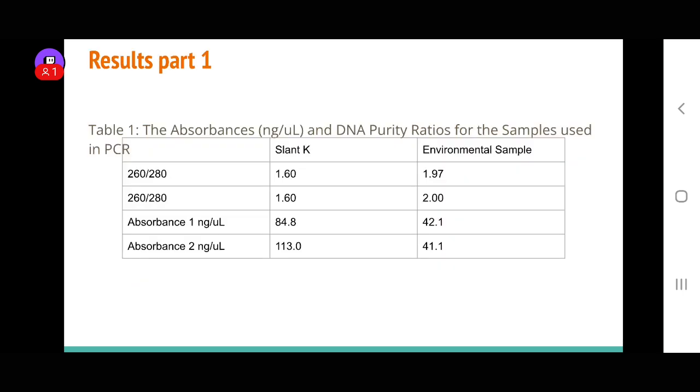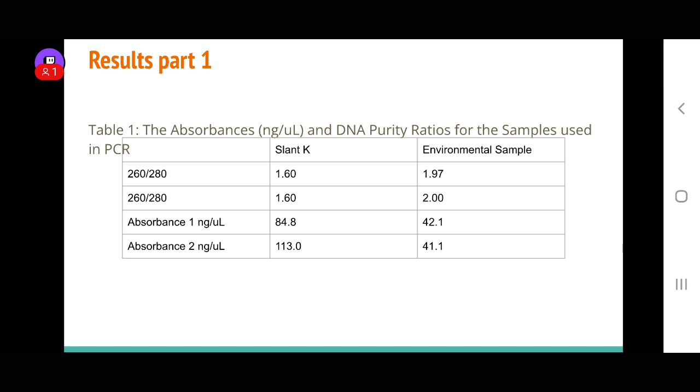The results: these are the absorbances and the DNA purity ratios for the samples used in PCR. Slant K is going to be like the unknown bacteria sample. The DNA extracted had a purity ratio of about 1.6, and the absorbances in ng/µL were 84.8 on the first drop and 113 on the second drop of slant K.